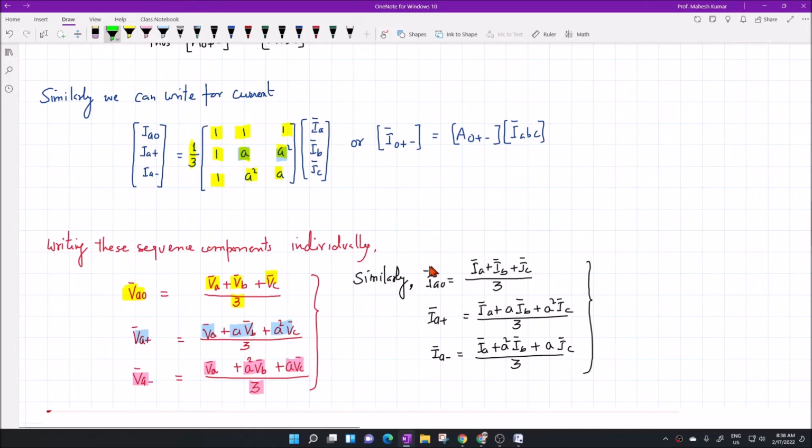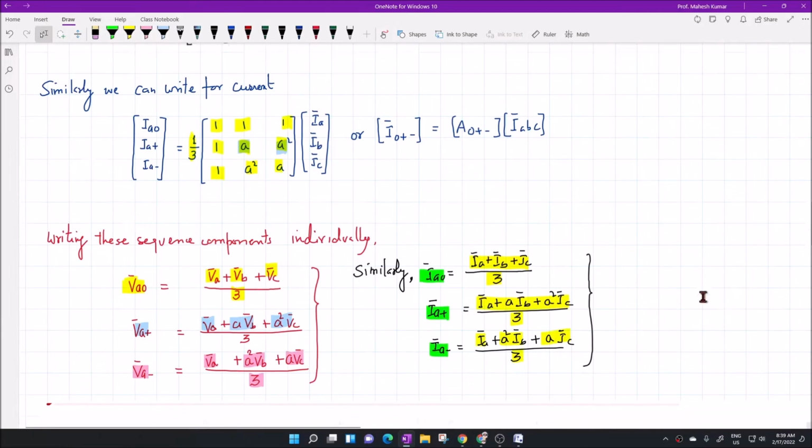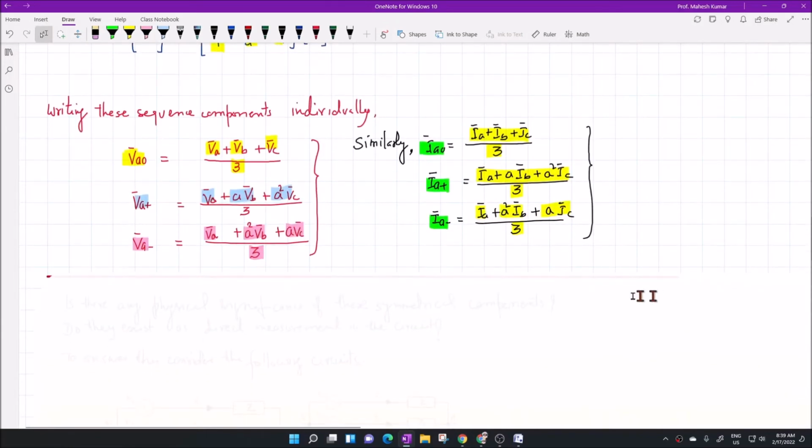Similarly, we can write for current IA0, IA plus, IA minus in terms of IA, IB, IC. So this is IA plus IB plus IC by 3. This is IA plus a IB plus a square IC by 3. And this is IA plus a square IB plus a IC by 3. Okay, this is the individual expression of the sequence components.